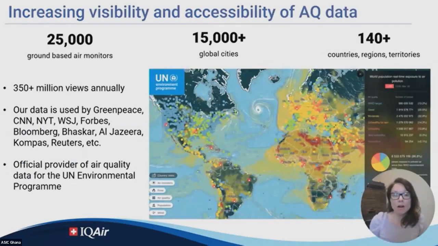At IQAir, our goal is to connect air quality data sources to individuals and organizations who need it. Our platform is sensor agnostic and hosts data spanning from government reference monitors to multiple different makes and models of low-cost sensors. We stream data from more than 25,000 ground-based monitors and partner with many collaborators, including the UN Environment Programme and Greenpeace, to maximize the visibility and accessibility of global air quality data.